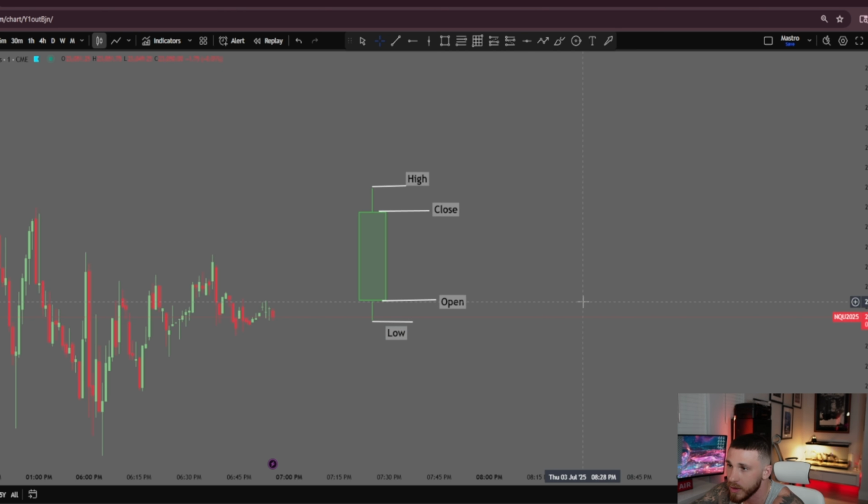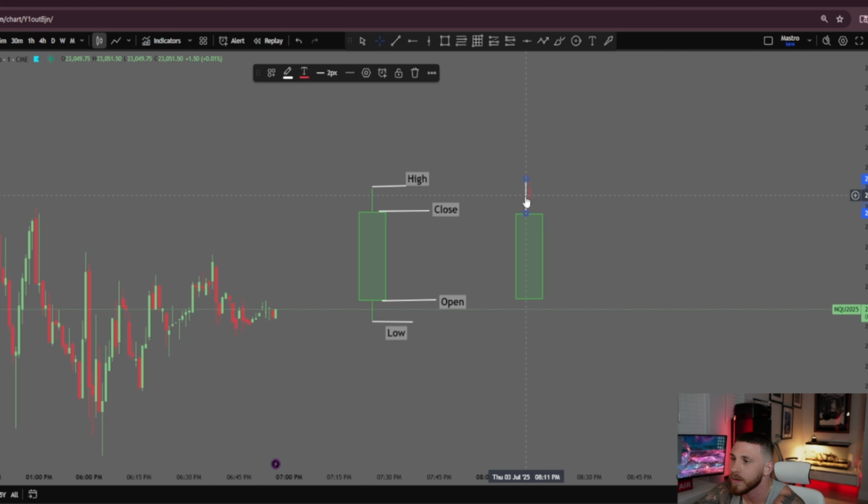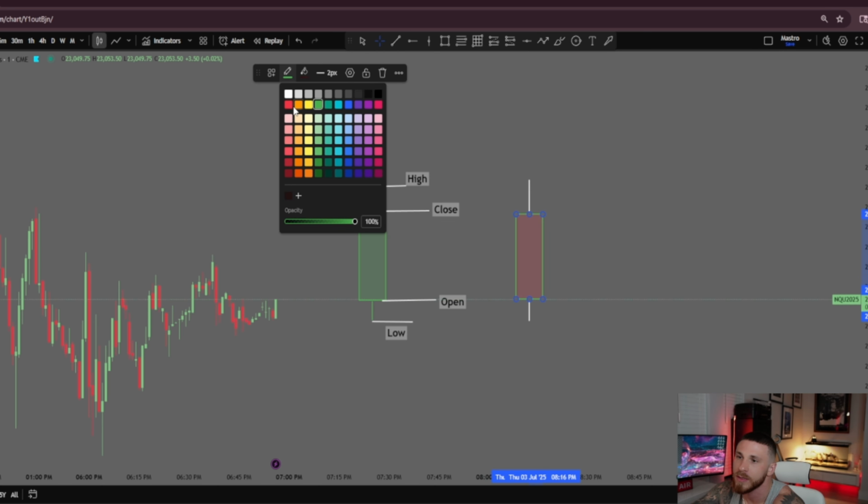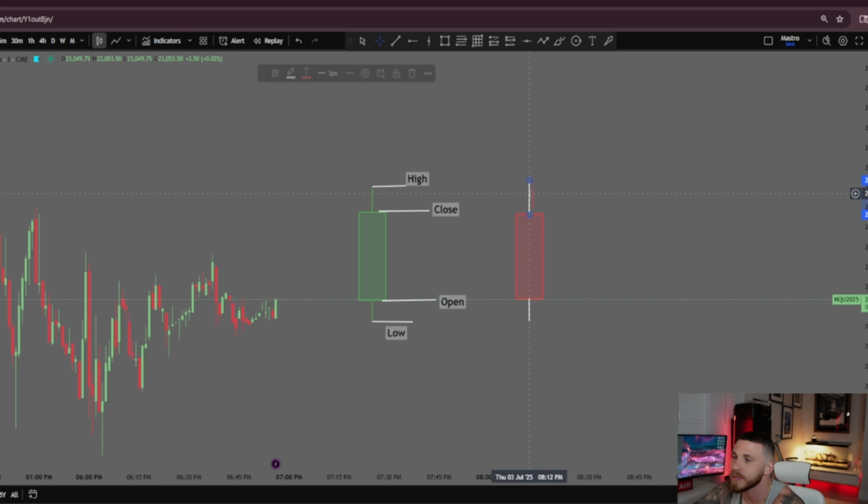Let's move over here a little bit and then go over a bearish candle. So I'm going to get this tool again. We'll make a bearish candle. And then we'll do one wick here. And then we'll do another wick here. Okay. We'll make this red, so you guys know it's a bearish candle for the example. Make these red.